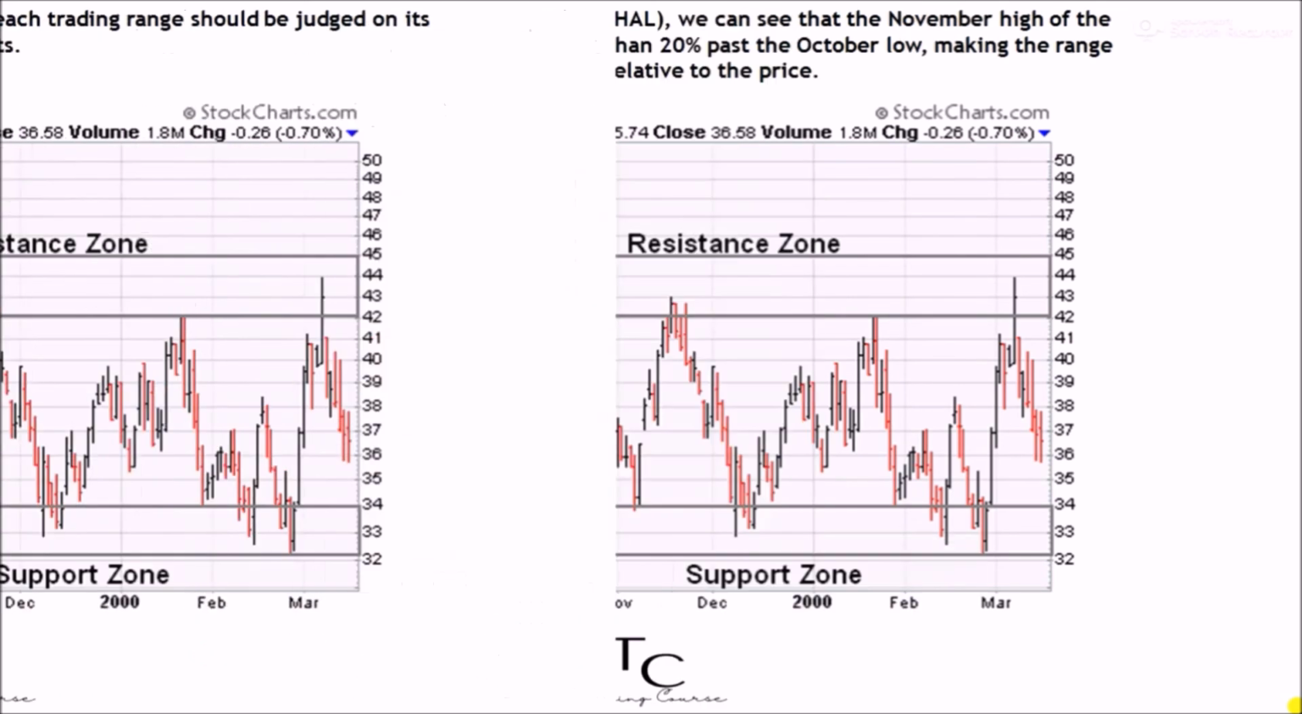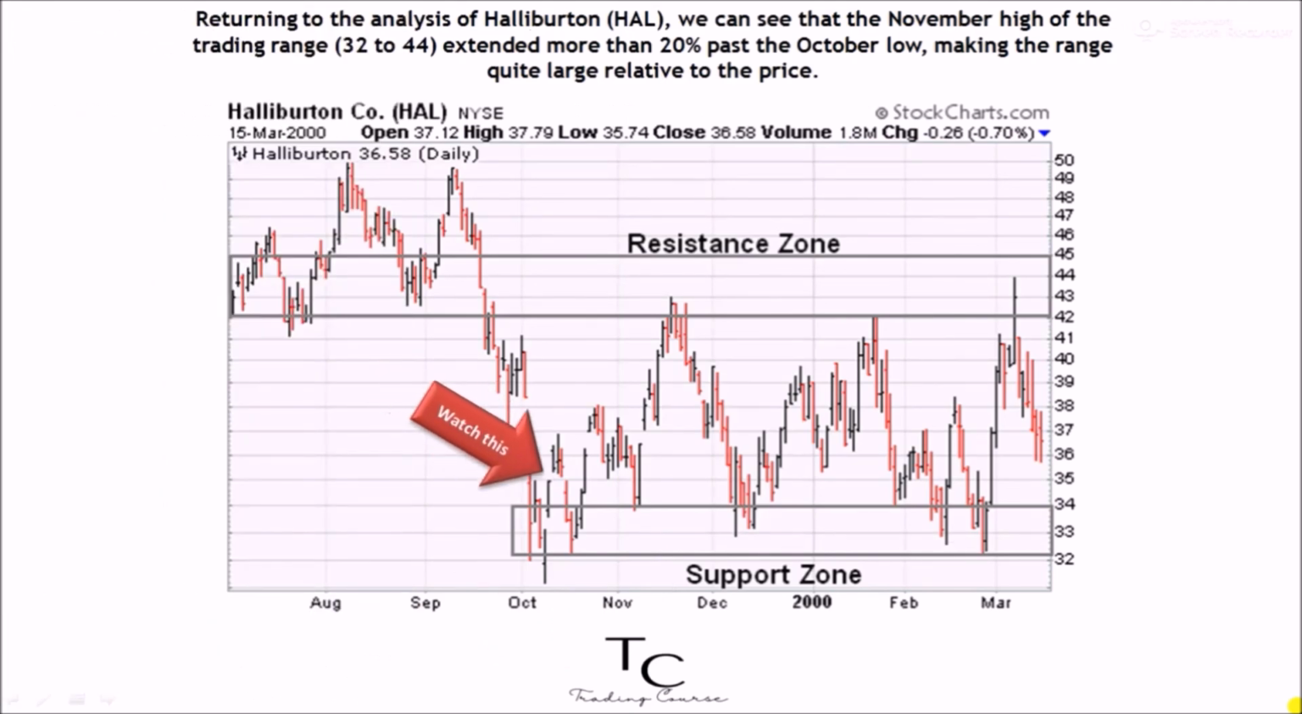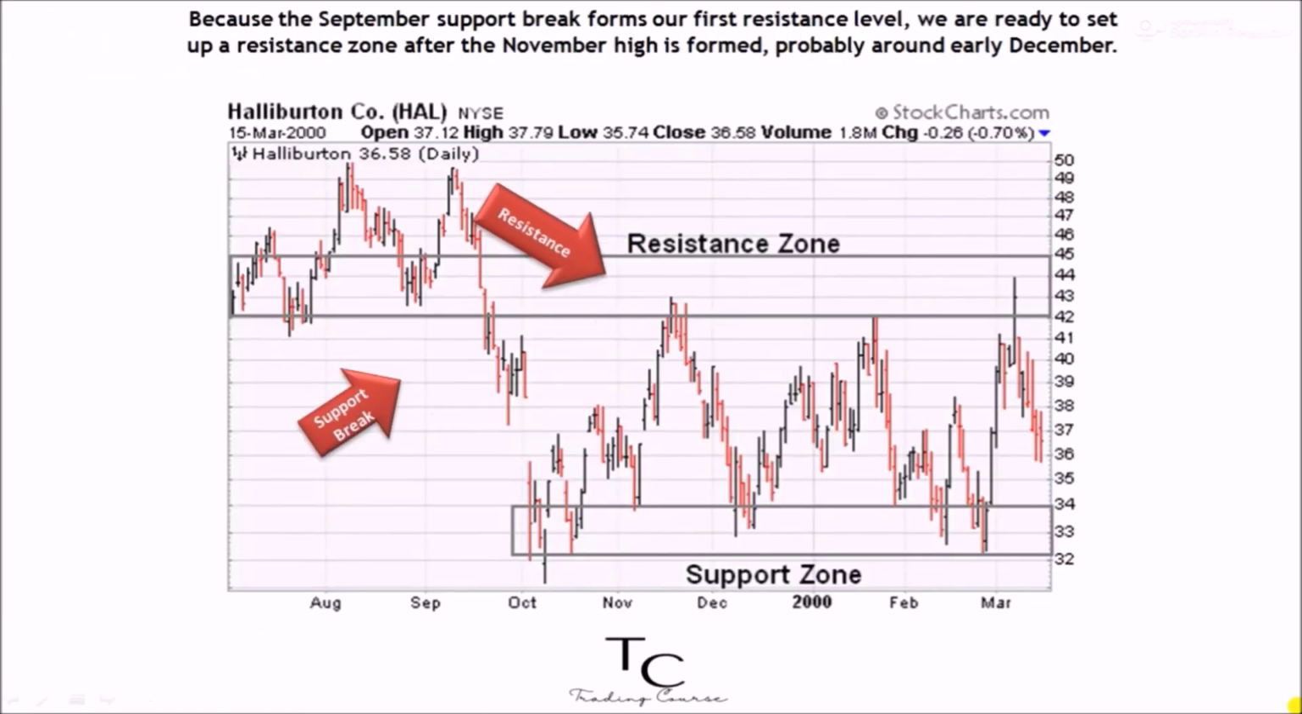Returning to the analysis of Halliburton, HAL, we can see that the November high of the trading range, 32 to 44, extended more than 20% past the October low, making the range quite large relative to the price. Because the September support break forms our first resistance level, we are ready to set up a resistance zone after the November high is formed, probably around early December.